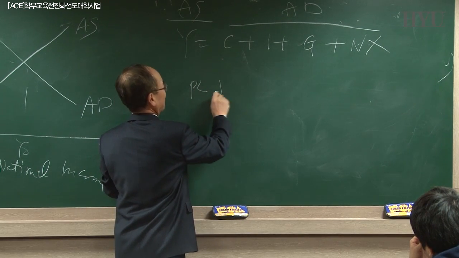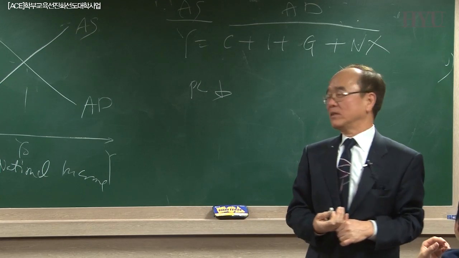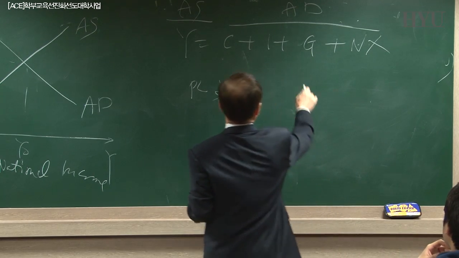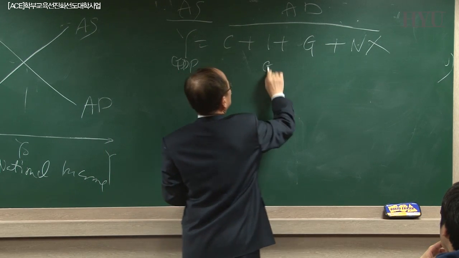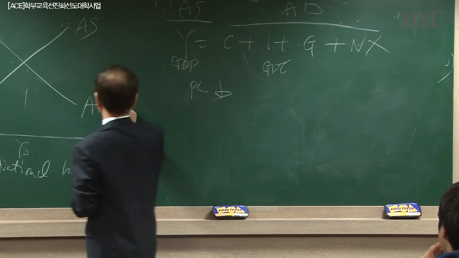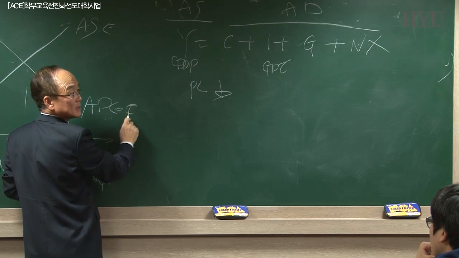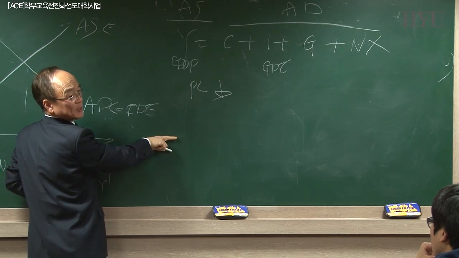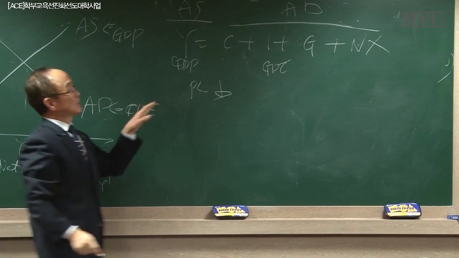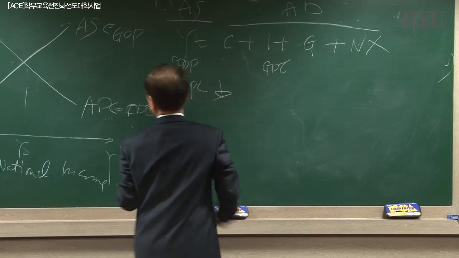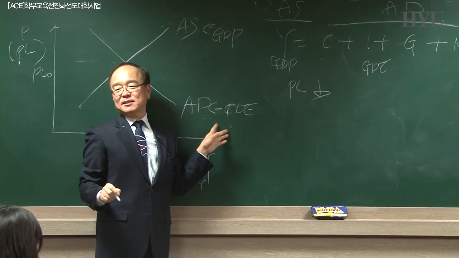PL goes down. Your demand GDE will what? This is GDP. This is GDE. This curve is GDE, gross domestic expenditure. This is gross domestic product, production, AS. So remember, PL goes down, falls down, AD increases.